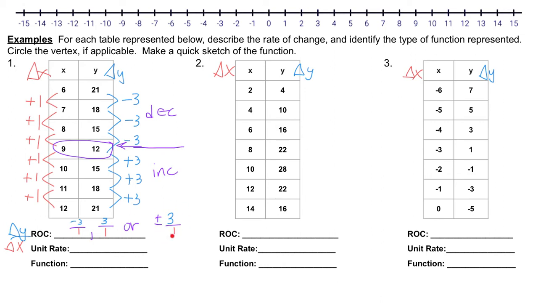So since there's two rates of change, it cannot be linear. We already said that it was absolute value, so we'll write that here. And our unit rate, because this is already per 1, that is our unit rate. So again, you can write it with that plus or minus symbol, 3/1, or you can write those out individually as two separate numbers.